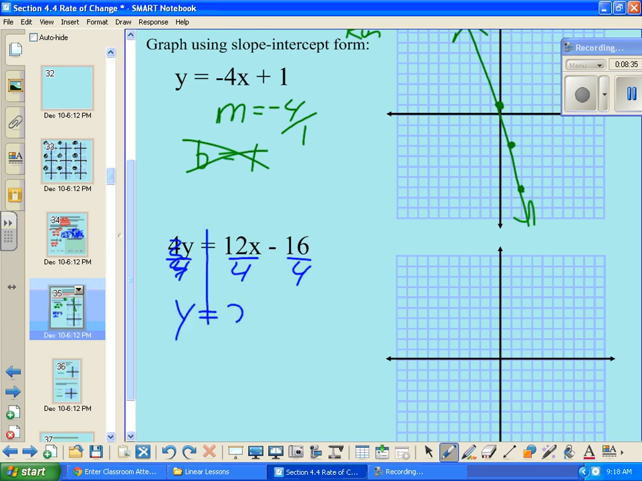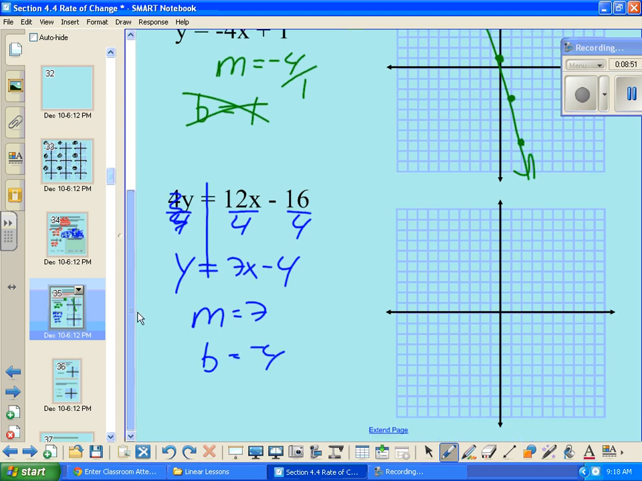12 divided by 4 gives me 3x. 16 divided by 4 gives me 4. So now I have y equals 3x minus 4. Now it's in slope-intercept form, and I can pick off the numbers for slope and y-intercept. My slope is 3. My y-intercept is negative 4 if I'm going to graph this one.